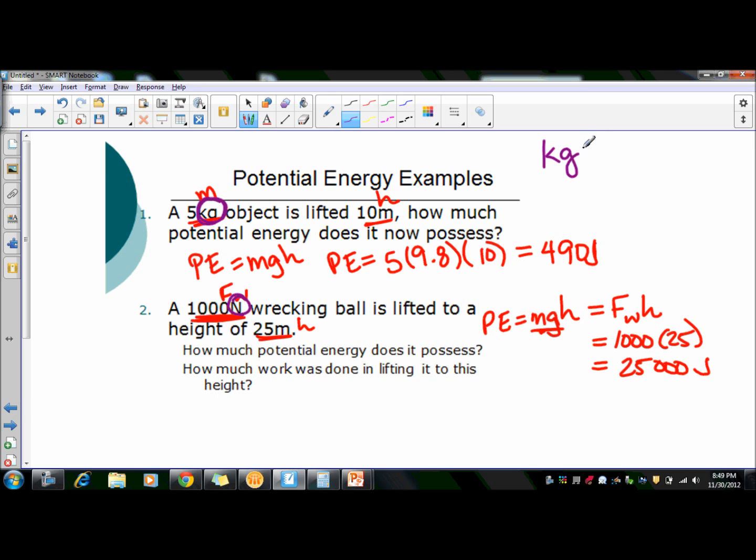Kilograms is your mass. Newtons is going to be your weight in these types of examples. Or more generally, it's the force. So force is in newtons.